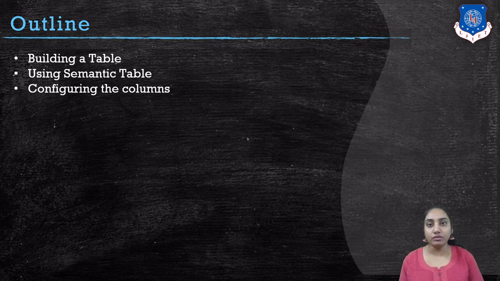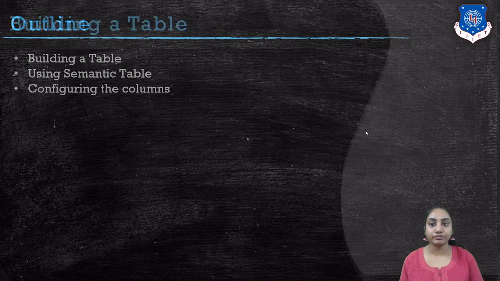First of all we will learn about building a table, how we can build a table using the normal table tag. Then we will learn about using the semantic table, some extra and advanced tags related to the table. And then we are going to configure the columns using CSS.